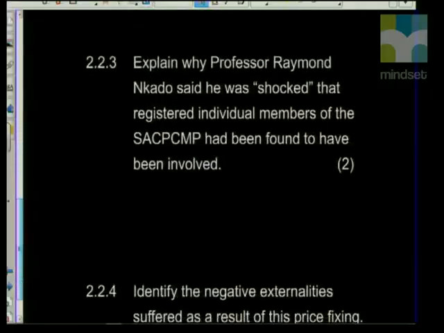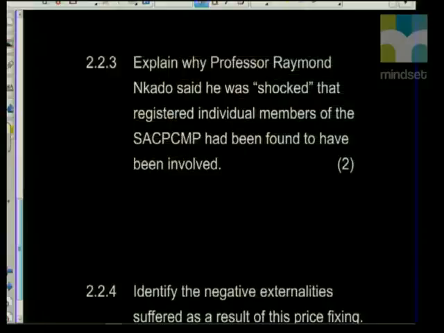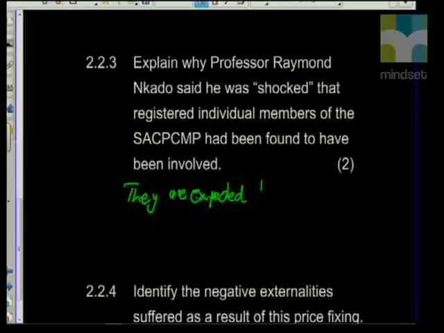2.2.3. Explain why Professor Raymond Nkadu said he was shocked that registered individual members of the SACPCMP had been found to have been involved. The important thing here is that you expect that people that belong to a professional body would be professional. And collusion is against the law of the country, so that would not be professional behavior. So I'm just going to make a note here. They are expected to be professional.